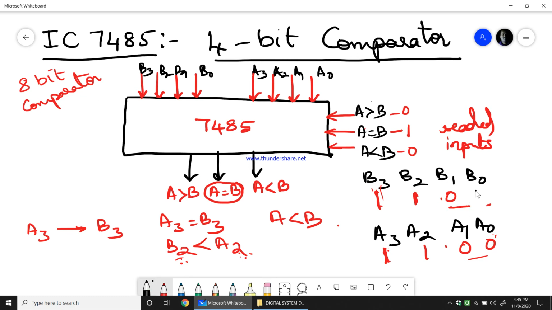Now think that the last bit of B is 1. B3 and A3 are compared, both are equal. B2 and A2 compared, both are equal. B1 is compared with A1, both are equal. Now when B0 and A0 are compared, we see that B0 is greater than A0. It means that A is less than B. Therefore, A less than B will be equal to 1, and the others will be zeros. So this is how the 4-bit comparator works.